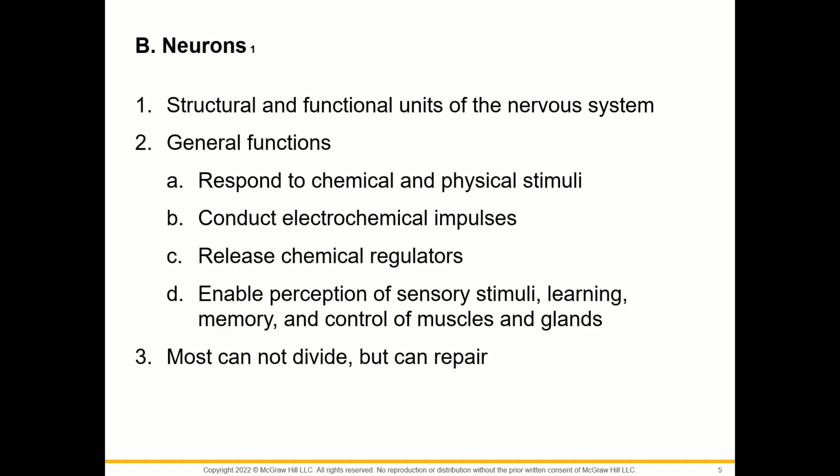Let's talk about neurons. The neurons are the structural and functional units of the nervous system. Their general functions include responding to chemical and physical stimuli, conducting electrical impulses, and releasing chemical regulators. They also enable perception of sensory stimuli, learning, memory, and control of muscles and glands. Most cannot divide, however, they can, in some cases, repair themselves.